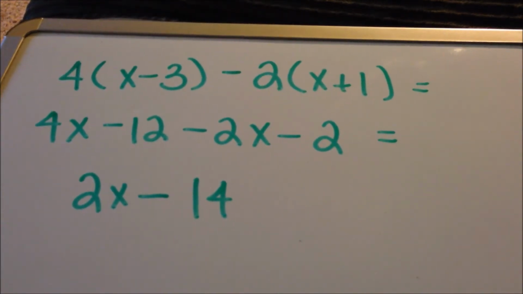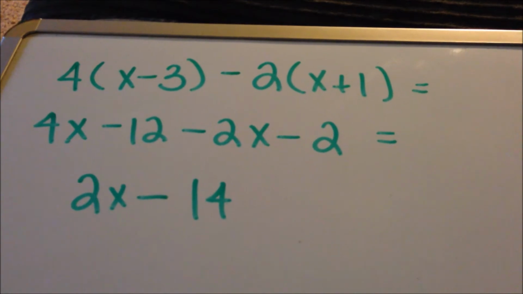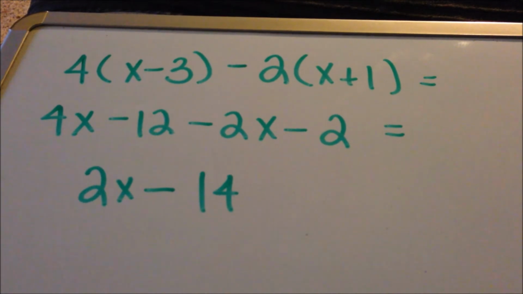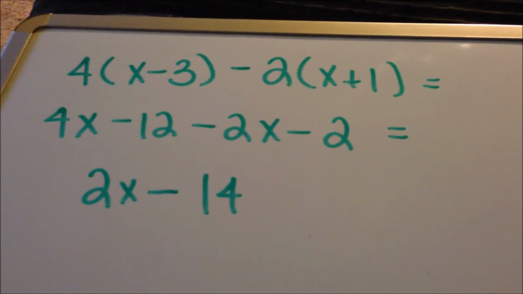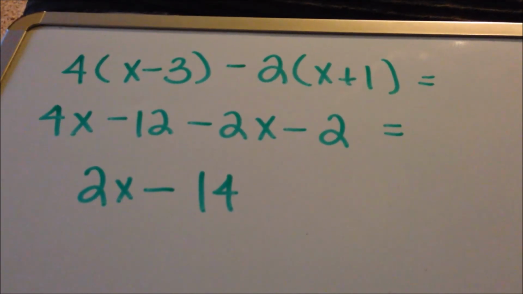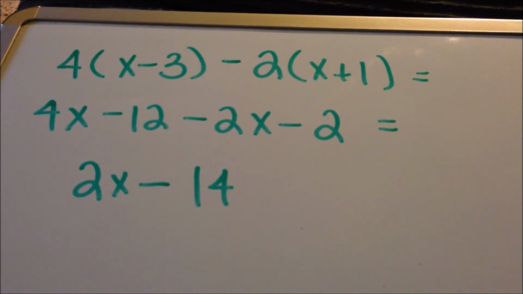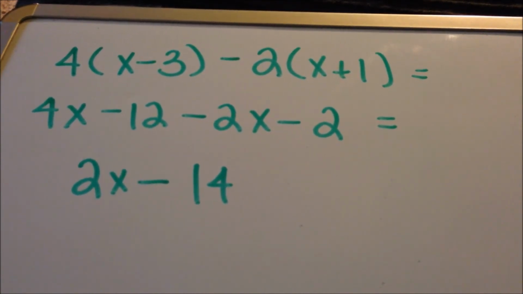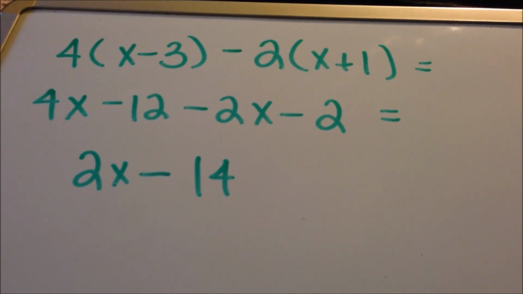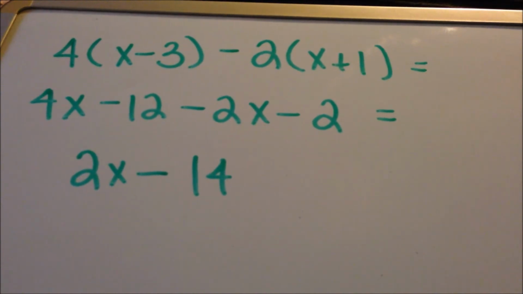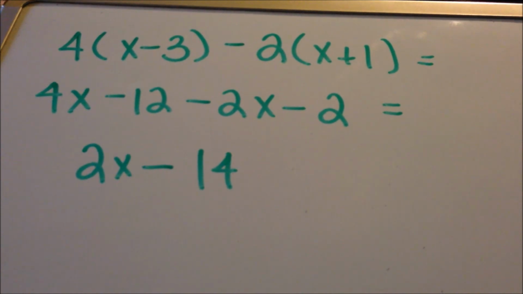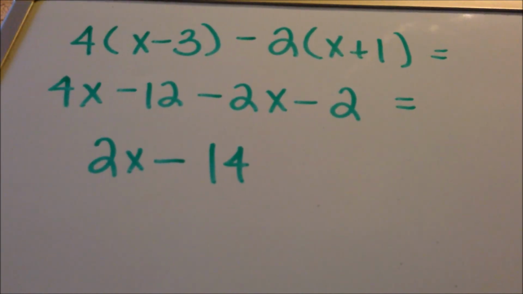Finally, simplify 4 times the quantity x minus 3 minus 2 times the quantity x plus 1. Step 1 is distributive property. This time we have to distribute both the 4 and the negative 2. So 4 times x and 4 times negative 3 give us 4x minus 12. And then we have negative 2 times x and negative 2 times 1. Again, don't just distribute the 2, distribute the negative 2. So we have negative 2x and negative 2. So at this point we have 4x minus 12 minus 2x minus 2. 4x minus 2x gives us 2x. Negative 12 and negative 2 gives us negative 14. So our final answer is 2x minus 14.